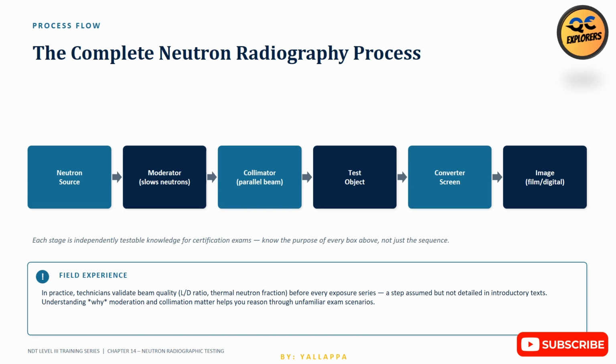If you're ever asked to explain neutron radiography during an interview or examination, remember this simple sequence: neutron source, moderator, collimator, test object, converter screen, image interpretation. If you understand what happens at each stage, you'll understand the entire neutron radiography process.